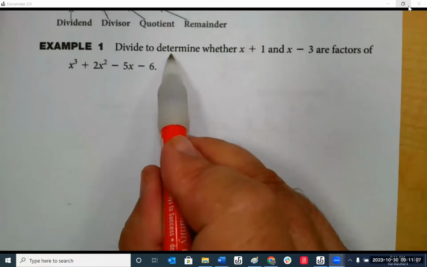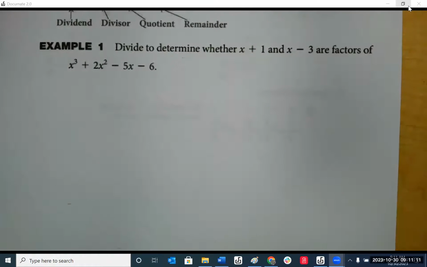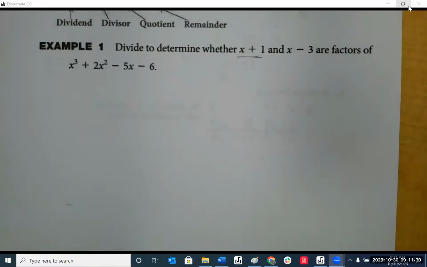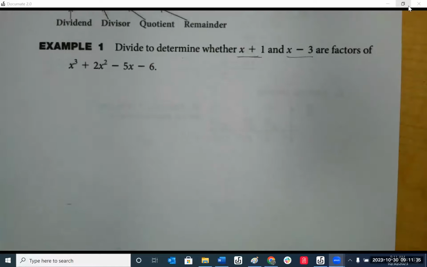Divide to determine whether x plus 1 and x minus 3 are factors of this. I know that the synthetic division is much faster, but you have to know how to use long division as well. So let's do this one both ways, so we see if we get the same answer. Once I'm sure you know how to use long division, then we'll use synthetic division from here on out.